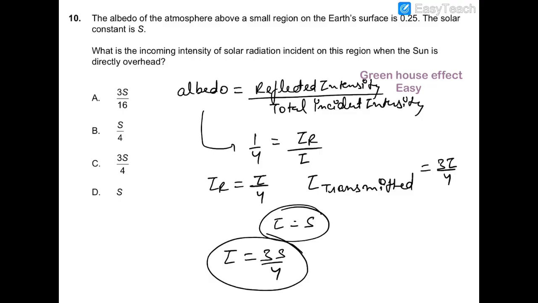Okay, intensity is S. So this is 3S by 4. I am not talking that I is equal to S. Intensity is termed as S. So the correct answer will be C. Okay, we have to find out this intensity only, which is incident on the Earth's surface.